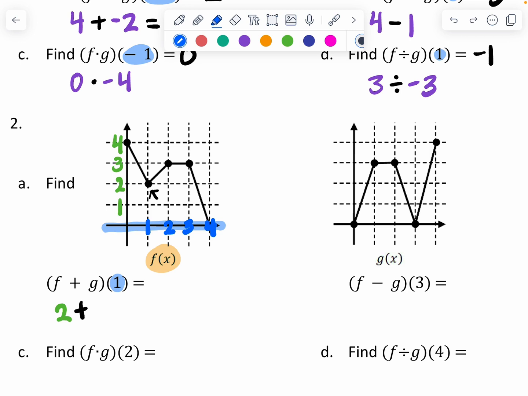Let's use a different color for that. So here I have 1, 2, 3, 4, and 1, 2, 3, 4. Okay. So when the input is 1, that's this point here, the output is 3. So 2 plus 3 equals 5. Oh man, my colors are not working here. Okay.